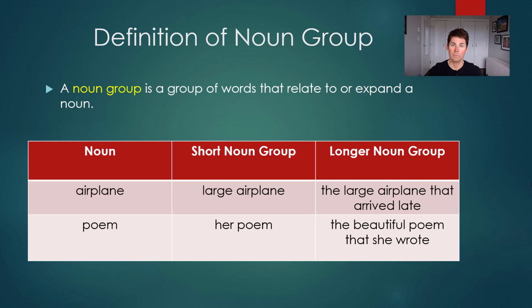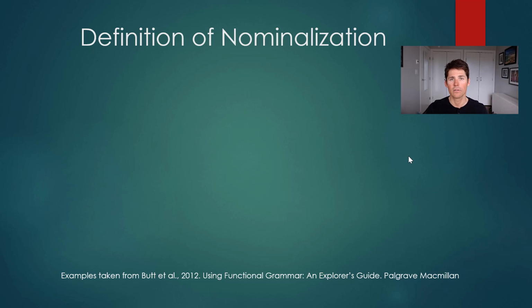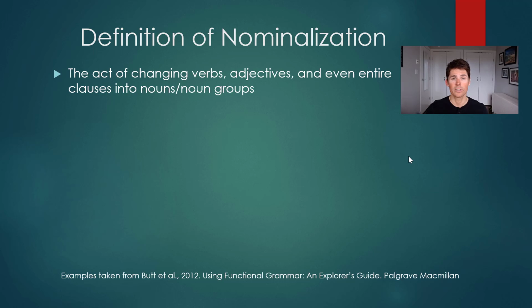Another example would be poem. We can expand that to her poem or the beautiful poem that she wrote. And so nouns can be expanded to longer noun groups as you see in these examples. Now that you have an idea of what a noun group is, how does it relate to nominalization? Nominalization is the act of changing verbs, adjectives, and even entire clauses into nouns or noun groups.